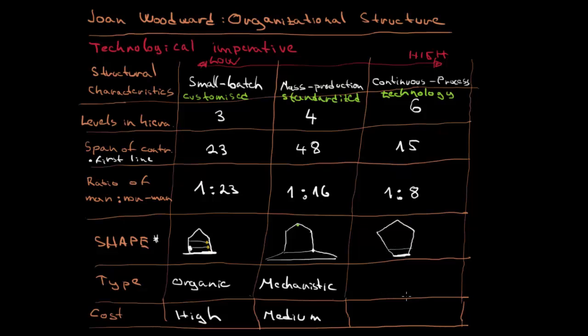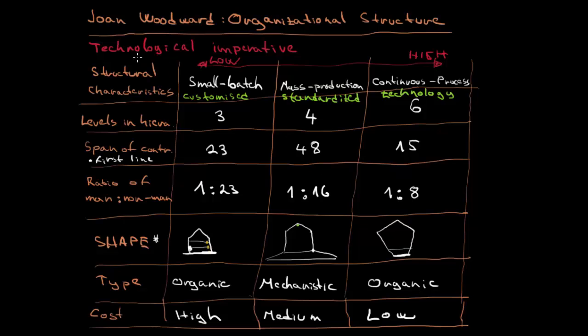And the type of structure is going to be organic. Why is it so? Well, just imagine what is the worst scenario for a continuous process company. It is something unexpected. If maybe some machine breaks down, we really have to react to the situation quickly, so we will try to organize ourselves in an organic way, and of course the cost of production is going to be very low.